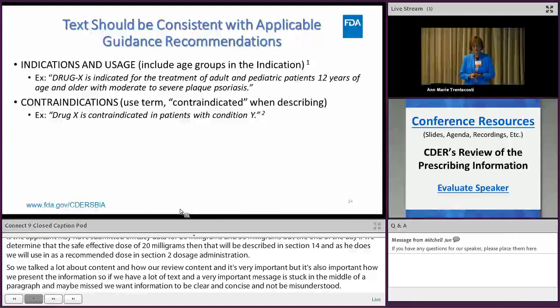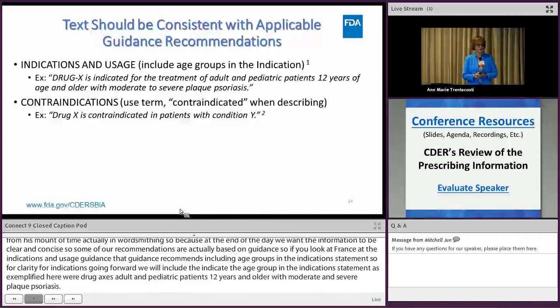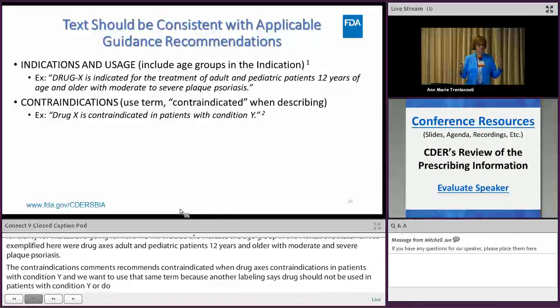The contraindications guidance recommends using the word contraindicated when contraindicating drugs. Drug X is contraindicated in patients with condition Y. We want to use that same term because if another labeling says drug X should not be used in patients with condition Y, or do not use, prescribers get confused. Does that mean something different because you use different terminology? So for contraindications, we try to use a specific terminology every time so it's very clear.